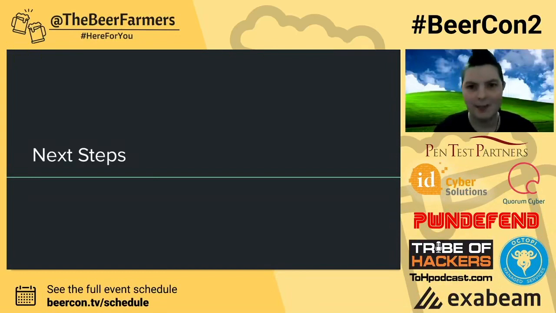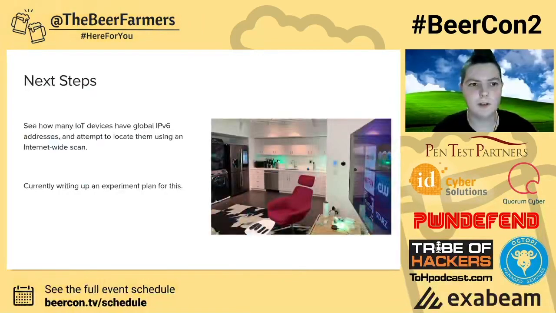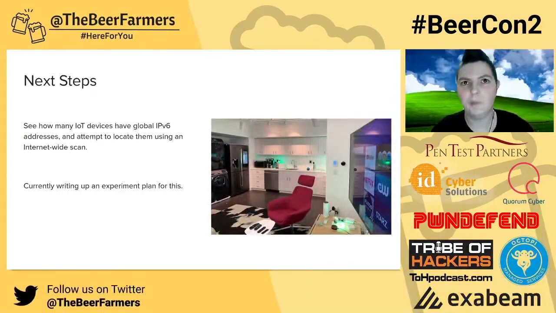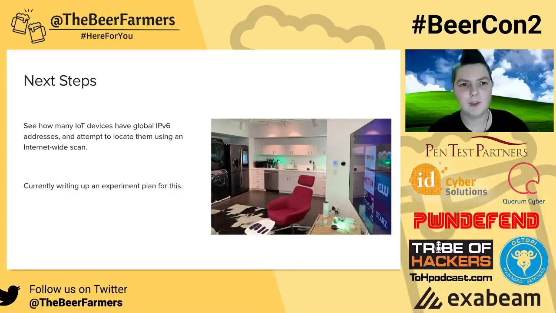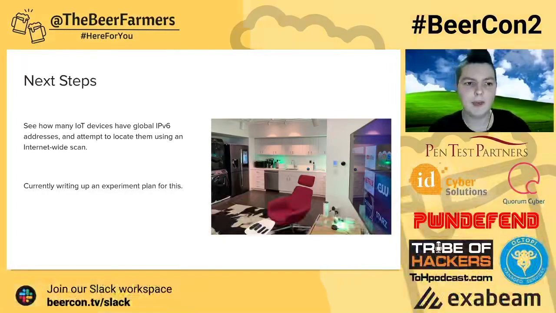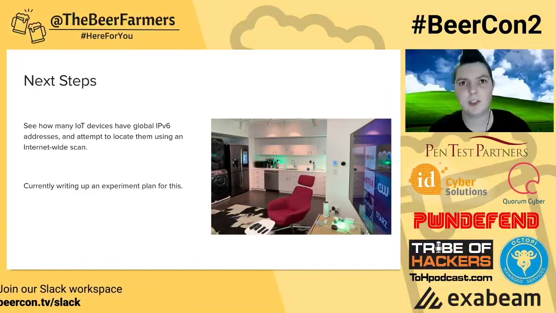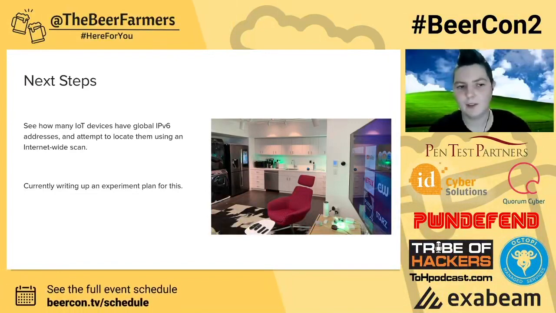So, the next steps in this research. This has all been quite theoretical so far, what we've built up from past research papers, internet standards documents, and other things like that. So what we want to do is put it into practice and see how many IoT devices actually have global IPv6 addresses and are most likely to use this insecure addressing scheme. And can we attempt to locate them using an internet-wide scan in the wild? Does this actually work in practice as well as on paper? So we're currently writing up an experimental plan for this.